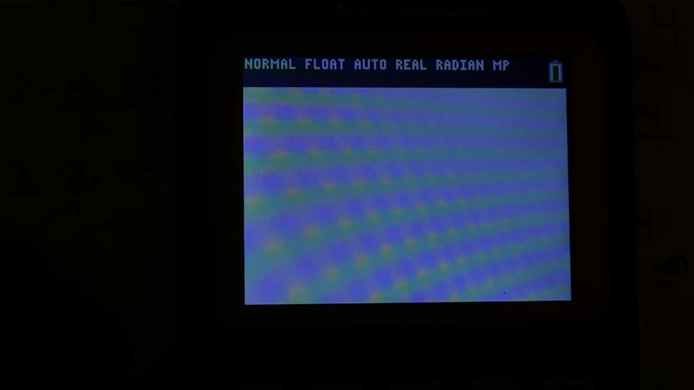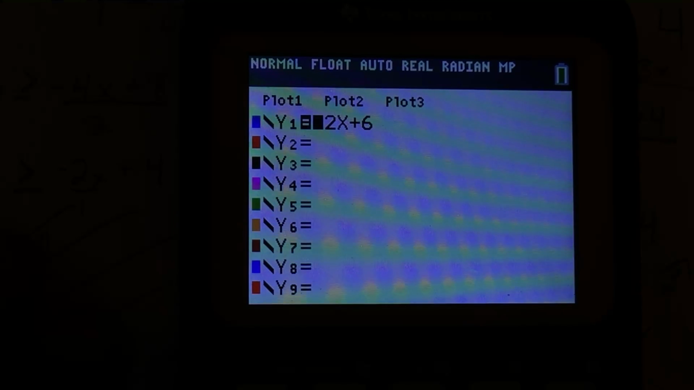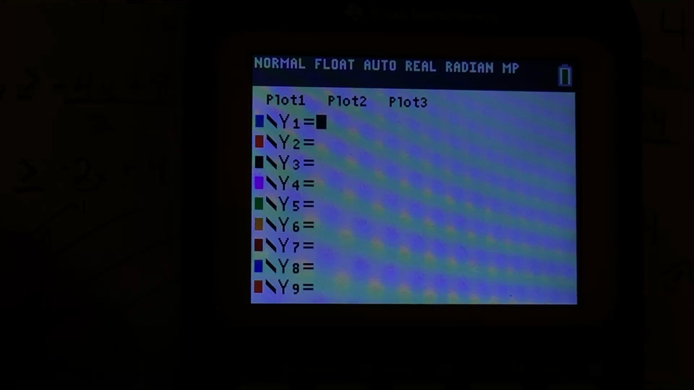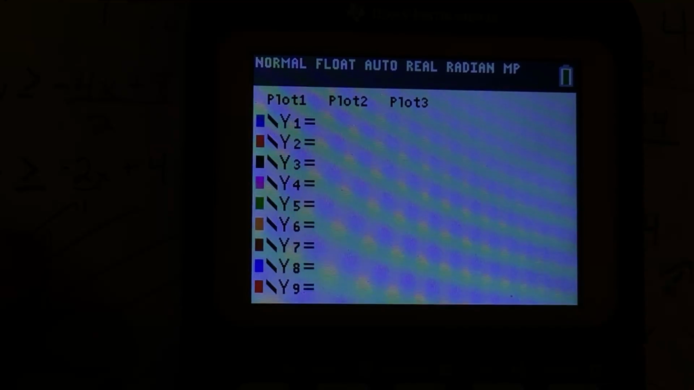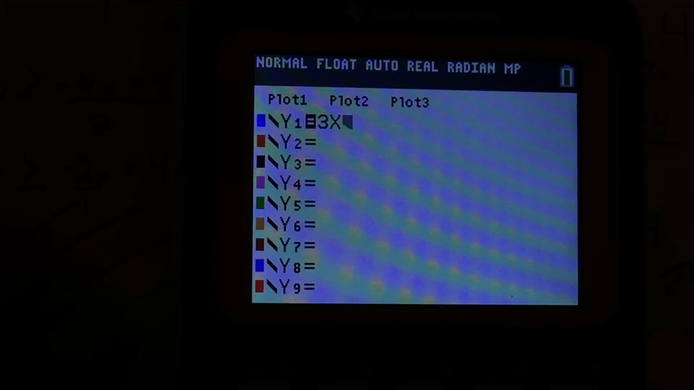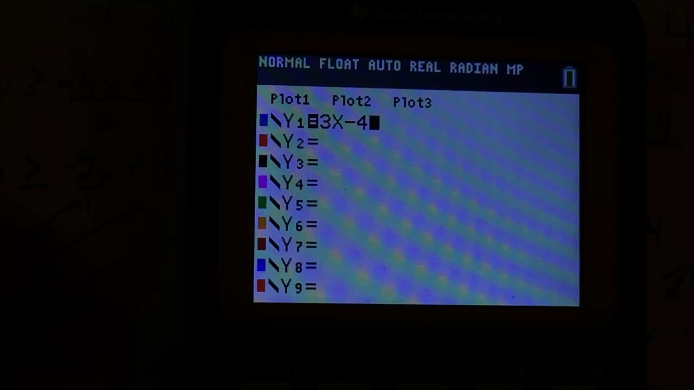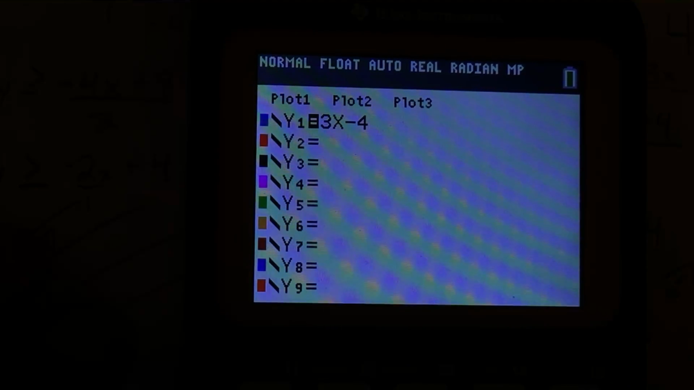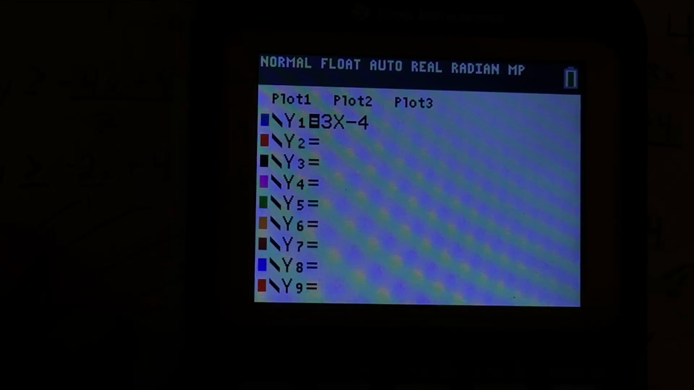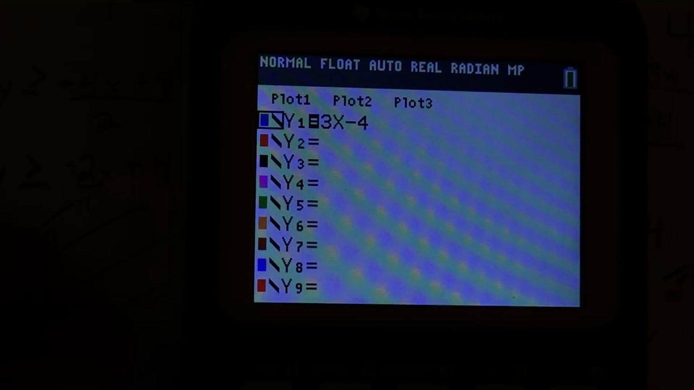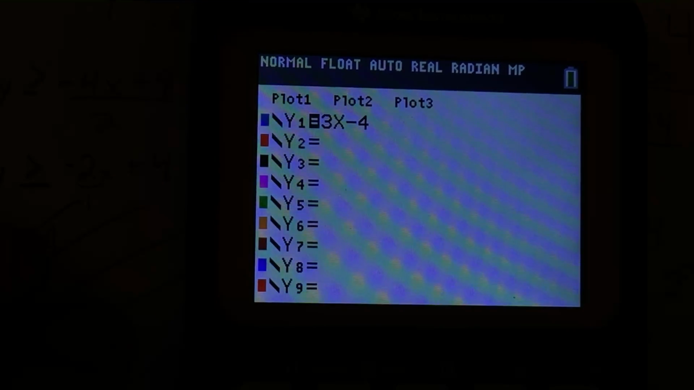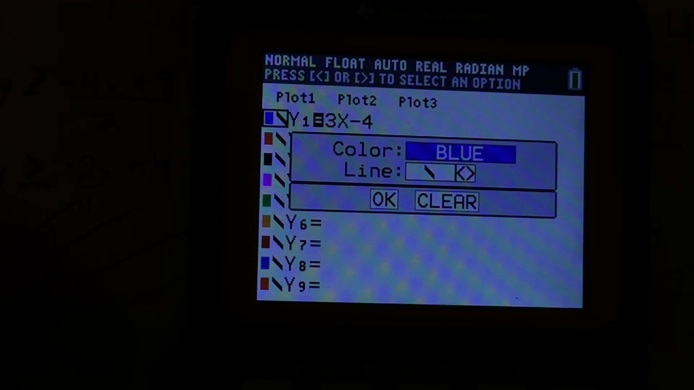So recall, if we have a clear screen, we can hit y equals. I'm going to clear out that old graph. Okay, our equation was 3x minus 4. But it wasn't equal to. You see there, we have an equal to. Well, if we come over here, all the way over, do you see how I have the blue square and the line highlighted? If I press enter, and I come down here to line, it gives me options of arrows. So you have to use the left and right arrow.